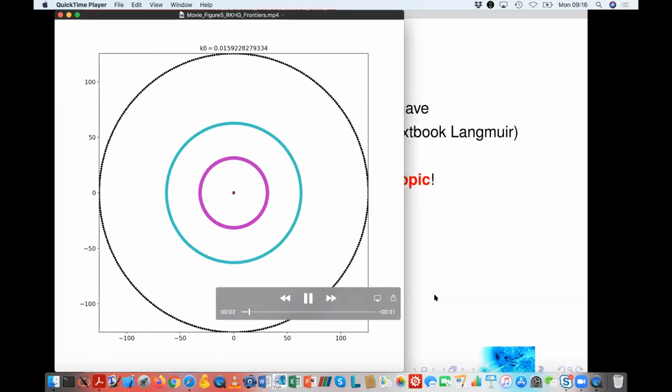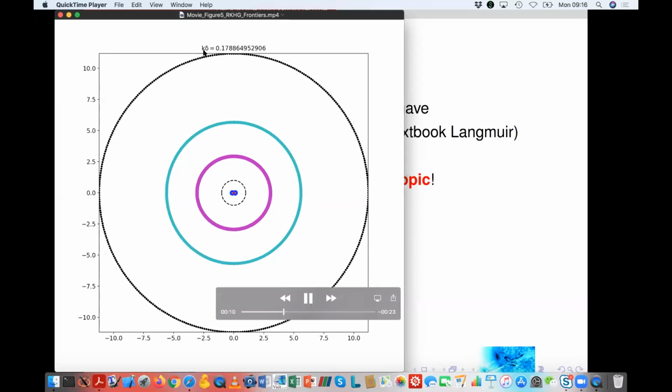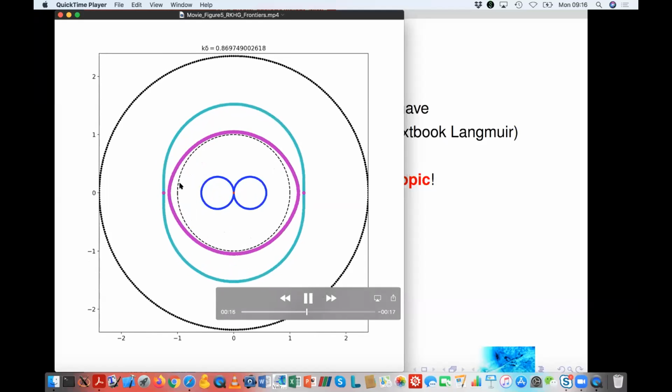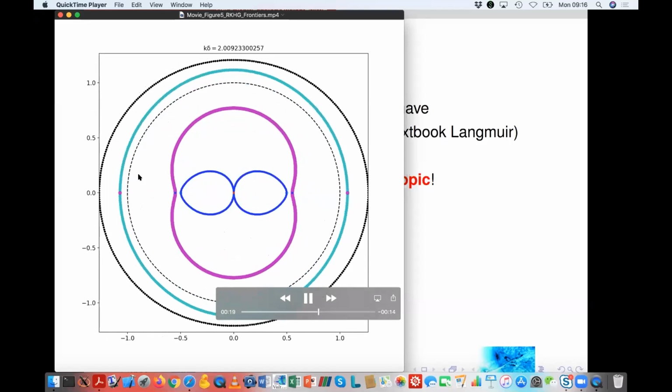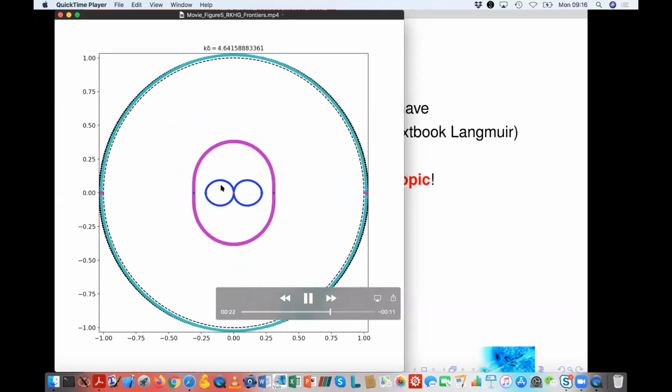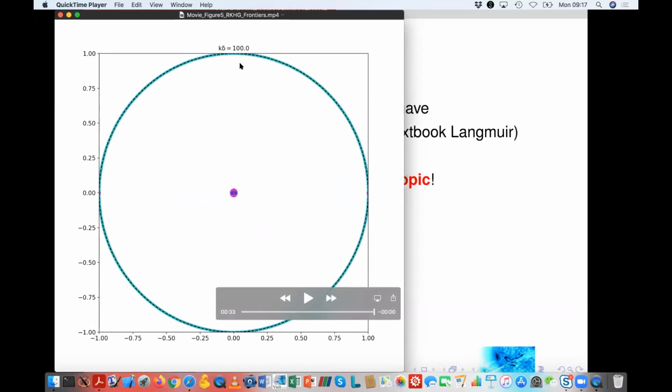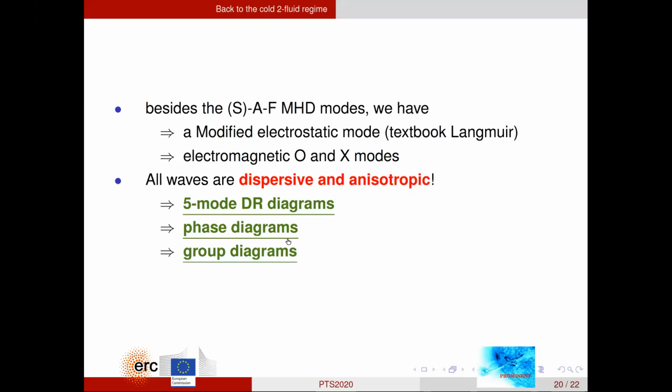And I'm going to play this movie because what is hidden here is I'm now changing the wave number, okay? So I'm increasing the wave number, so I'm going to shorter and shorter wavelengths. And this dashed circle is actually the light circle. And we have here a fascinating view on the fact that there are always, in this view, 5 nested phase speed diagrams. And you see that in the limits, they actually behave like MHD or light waves. These are just light waves at that limit. Now, those are the phase diagrams.